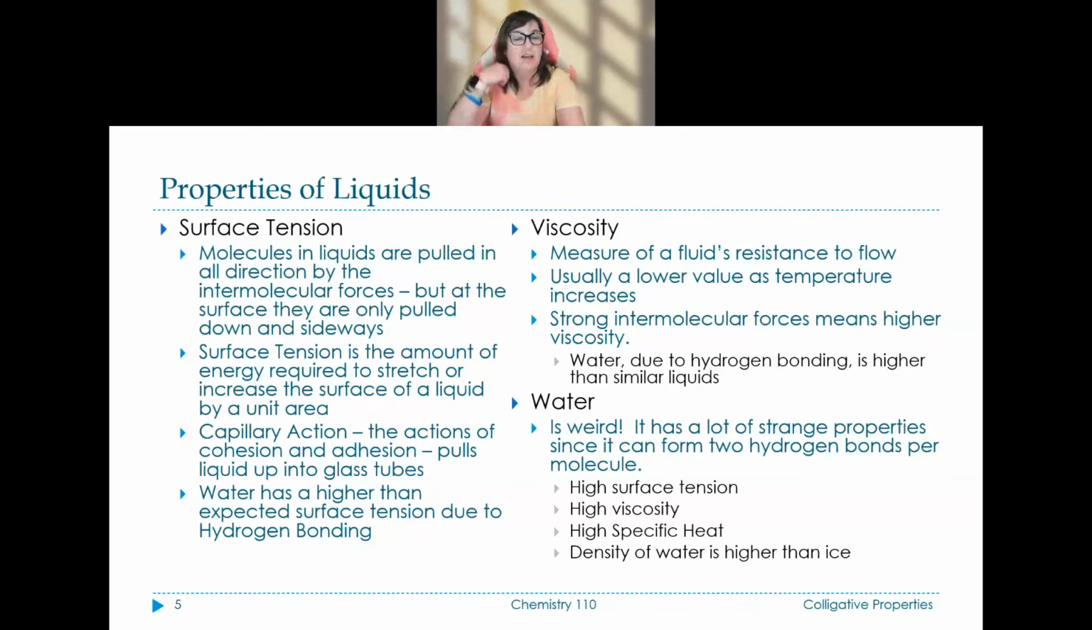Okay. Viscosity is a measure of a fluid's resistance to flow. It's usually a lower value as temperature increases. As things get warmer, they move better, they move faster, so it's less viscous. Strong intermolecular forces mean higher viscosity. So because water has so much hydrogen bonding, again, it has a much higher viscosity than something that does not.